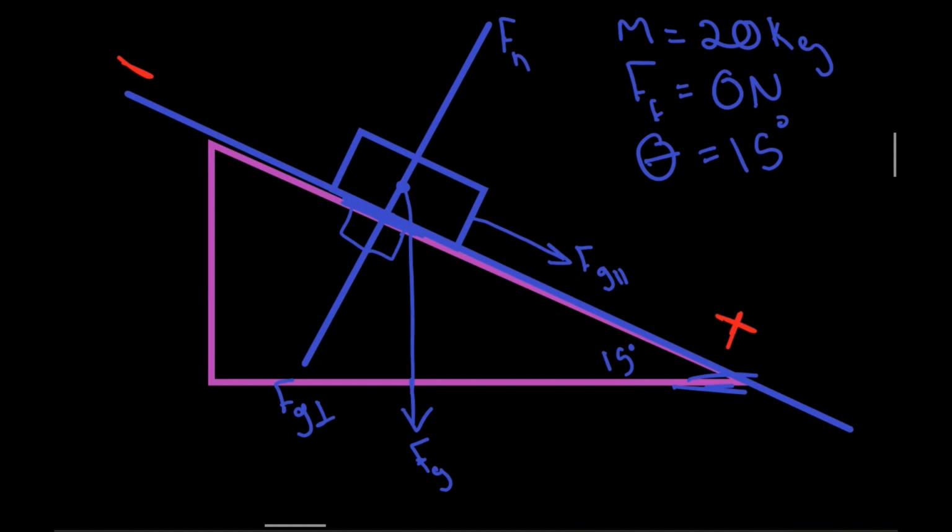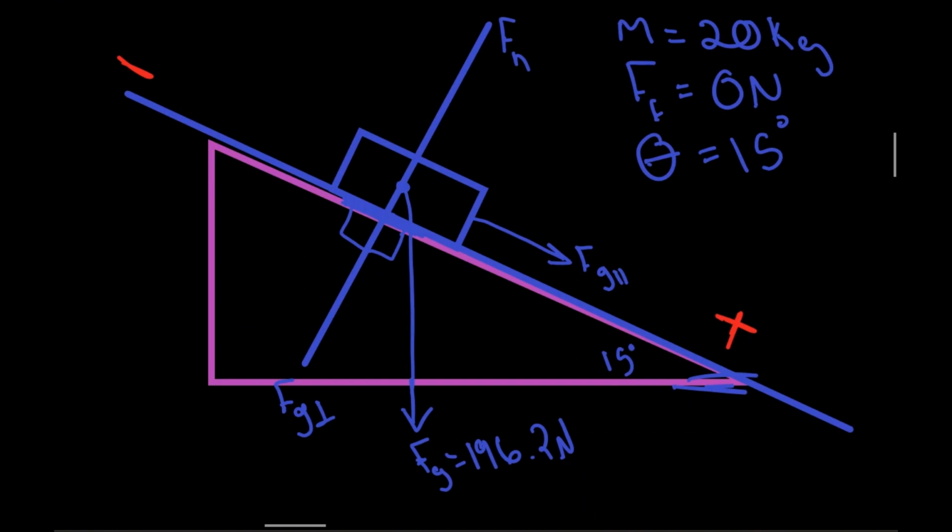Right. So if we know that the mass is 20 kilograms, we can find our force of gravity by multiplying 20 kilograms by 9.8 newtons per kilogram, which, let's see what we get. 20 times 9.81. We should get our force of gravity is going to be 196.2 newtons.